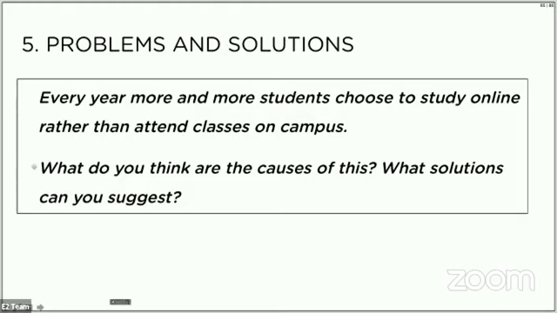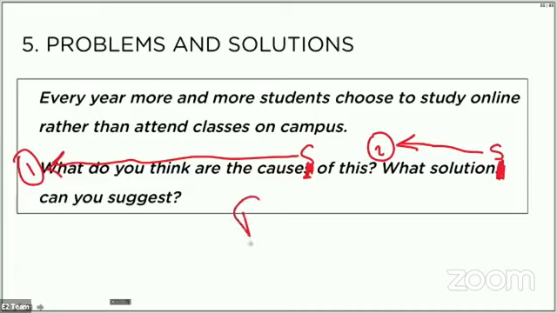First of all, this will become my paragraph 1. What do you think are the causes? And this will become my paragraph 2. What solutions can you suggest? Now it says here, what are the causes? And it says here, what solutions? If you give one solution and one cause, you will be marked down. You need to talk about causes and solutions, but you need to talk about solutions in the one paragraph, and you need to talk about causes in the one paragraph. Therefore, we're going to need a double idea paragraph, right?